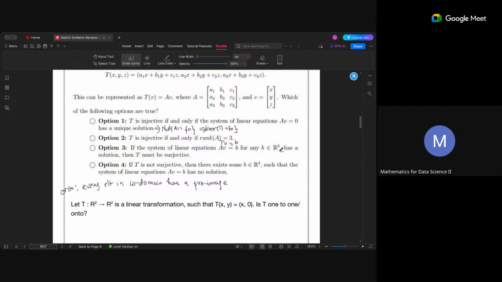Now for any b in R3 means that for every element of the codomain, the pre-image is the solution of Tv equal to b. And you see that it has a solution, so it means that you have a pre-image. The solution is your pre-image. Got it? Okay.